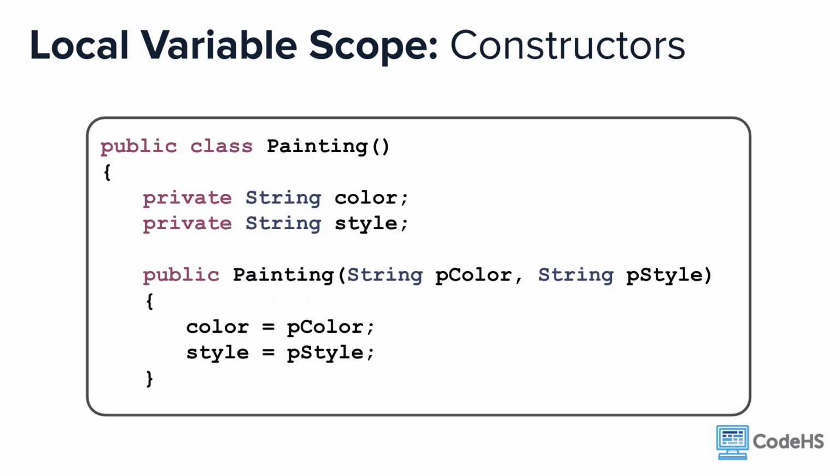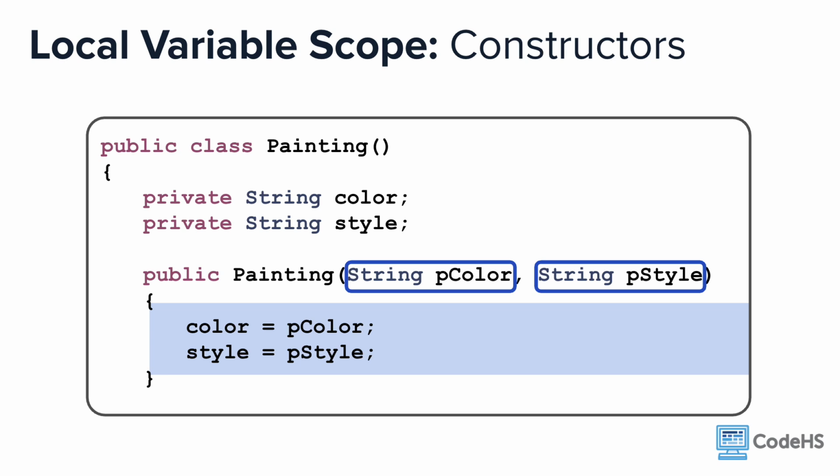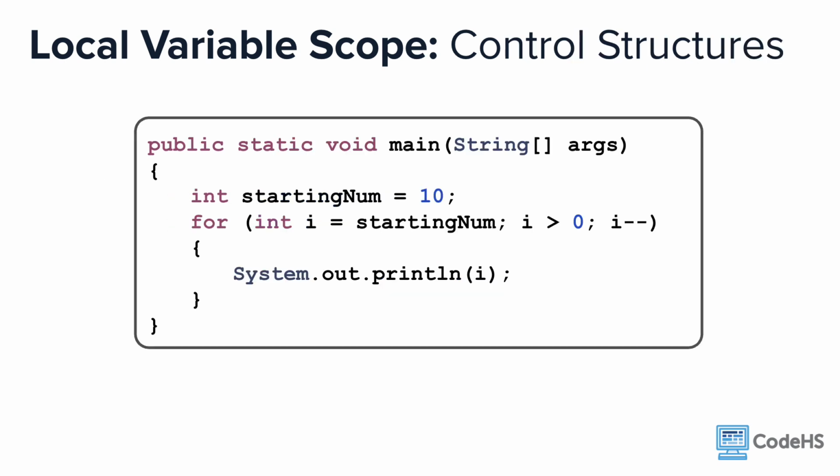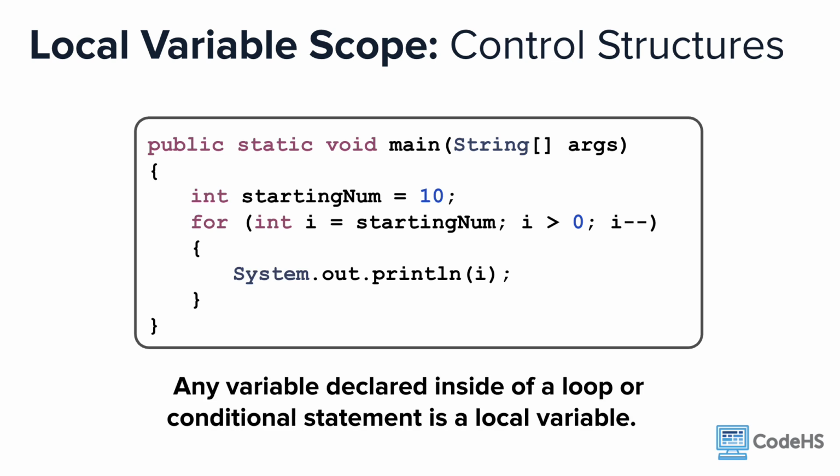In this painting class, the constructor has two parameters, pcolor and pstyle. Because they are declared in the header of a block of code, they are local variables whose scope is the painting constructor. In addition to methods and constructors being blocks of code, control structures are blocks of code too. This means that any variable declared inside of a loop or conditional statement is a local variable.